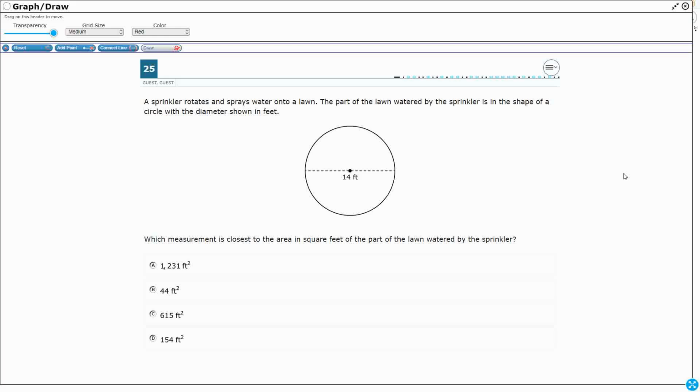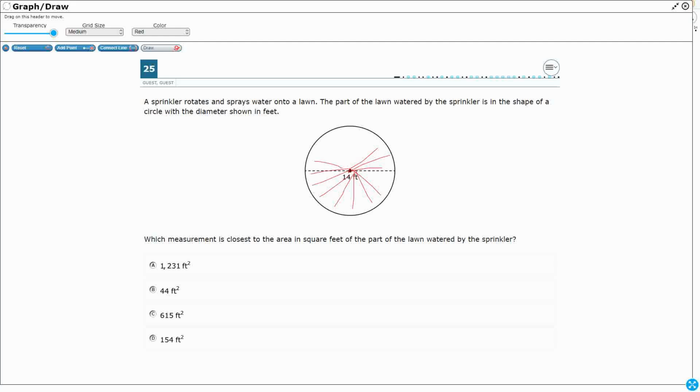All right, so we have a sprinkler rotating, spraying a lawn with water, and we've got the shape of a circle. So it looks like we've got our sprinkler here, and it's just shooting out water like this in a 14-foot wide circle. So we're looking for the measurement that's closest to the area, right? So really, we're just looking at the inside of this circle.